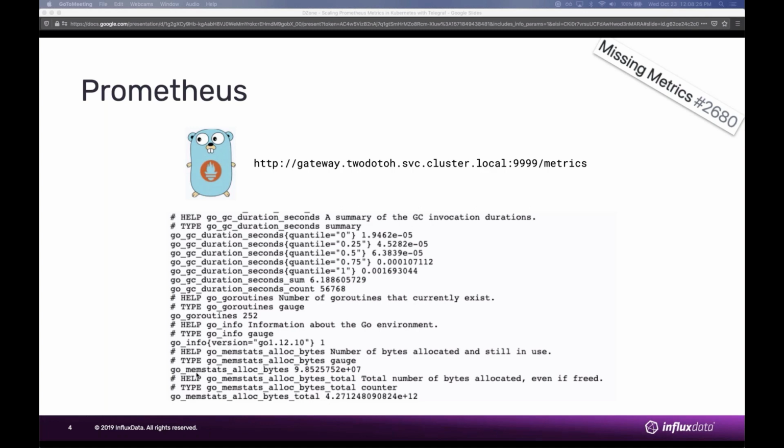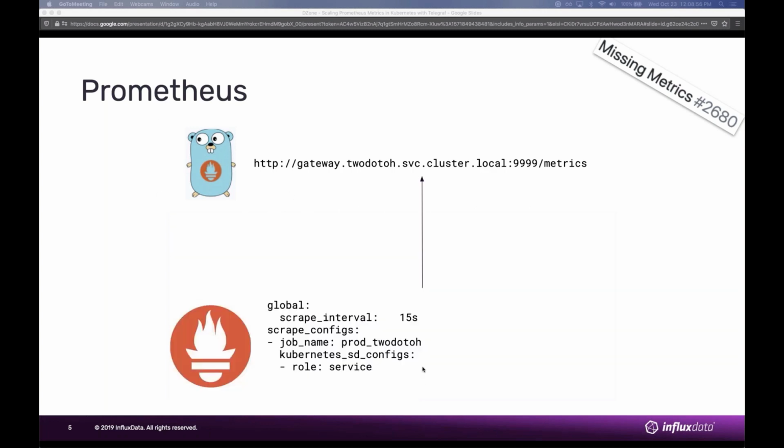Okay, so this one right here is actually another gauge. How many bytes have we allocated? And finally, this is a counter, which is the total number of bytes ever allocated on this process over the course of it running for weeks on end. And that's a counter, and counters are increasing only. They can only increase. The values of Prometheus metrics are always considered floating point numbers internally.